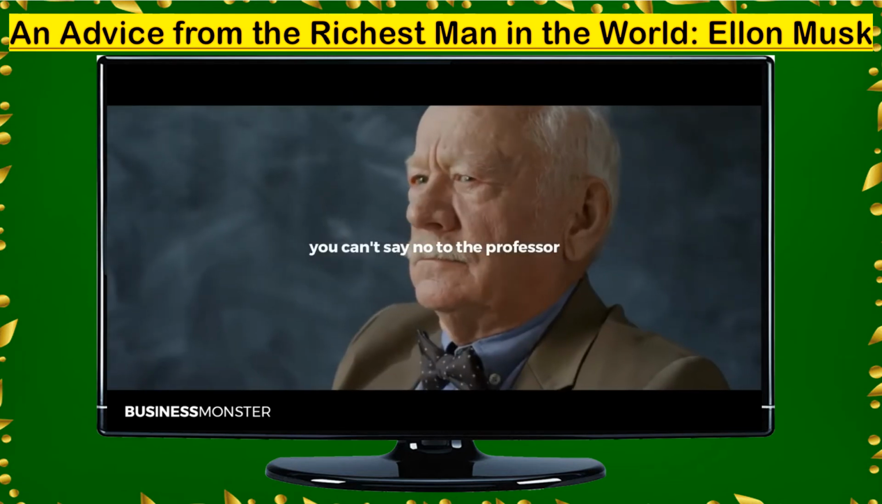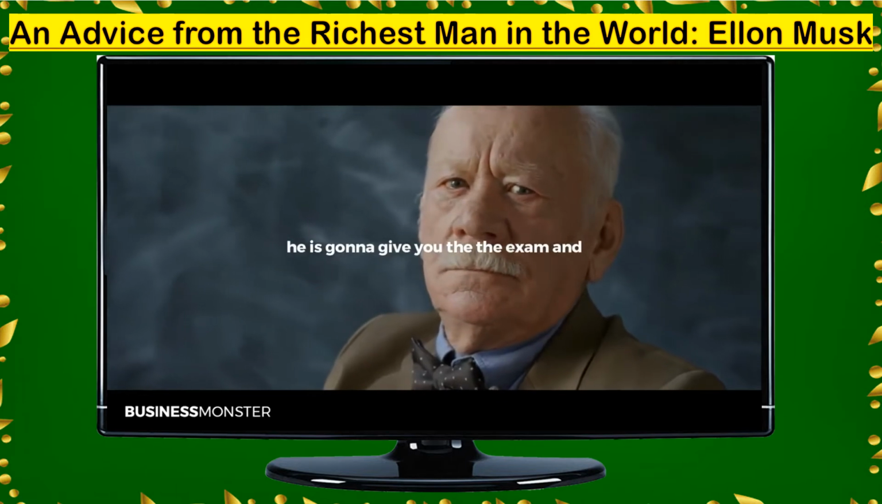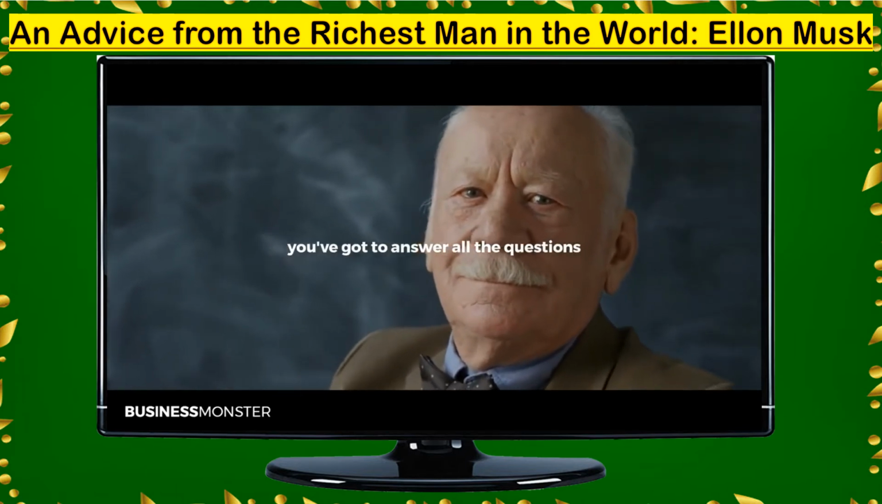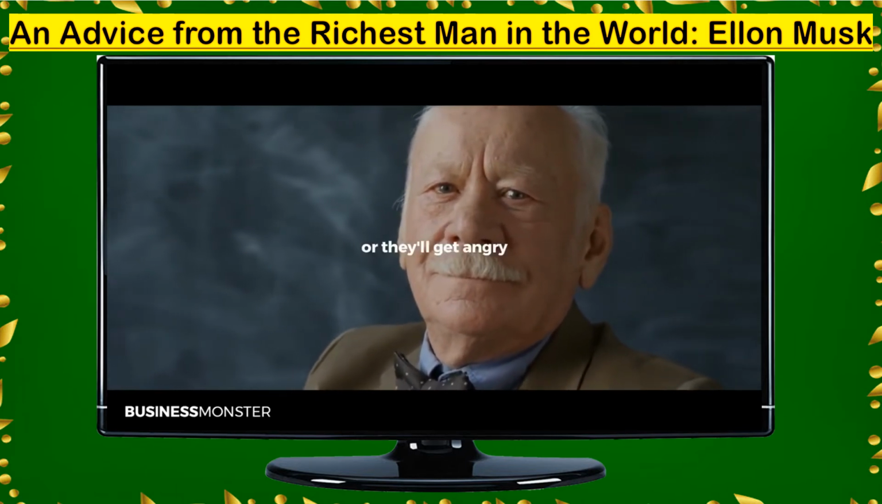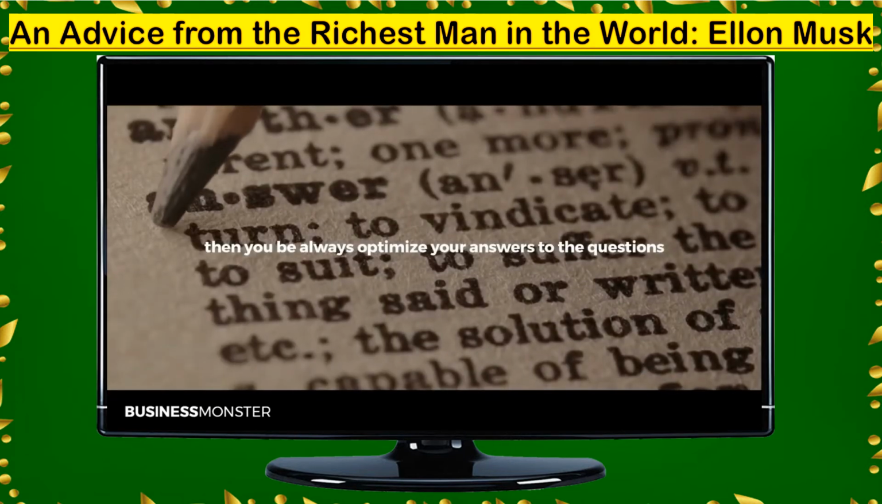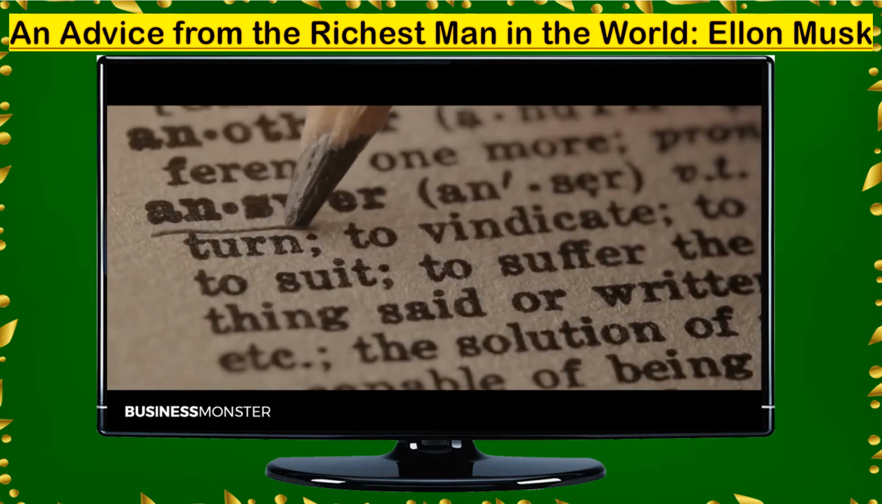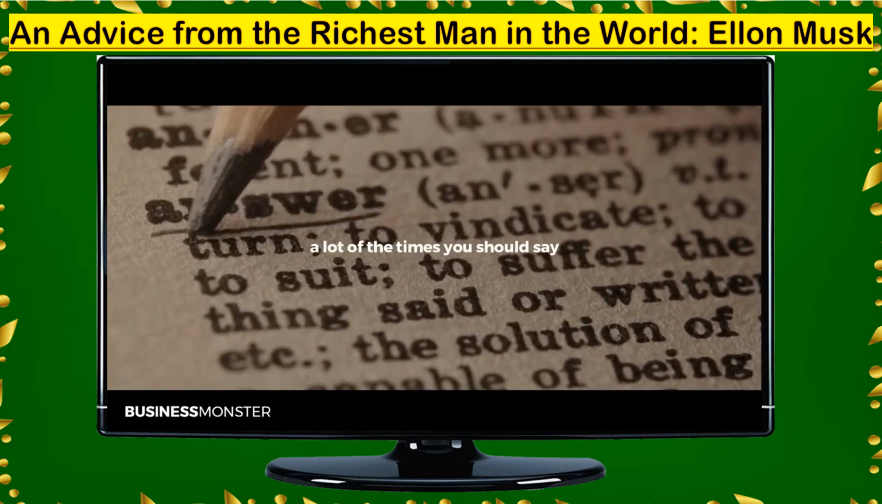But people are trained to do this in college. You can't say no to the professor. The professor's going to give you the exam, and you've got to answer all the questions, or they will get angry and give you a bad grade. So you always answer the question. A lot of the times you should say this was the wrong question.